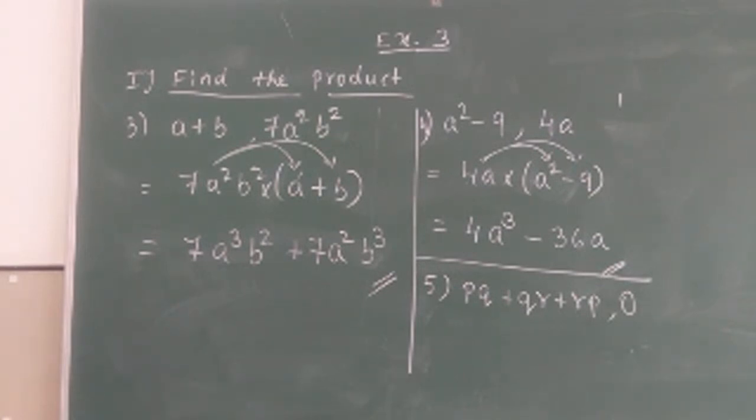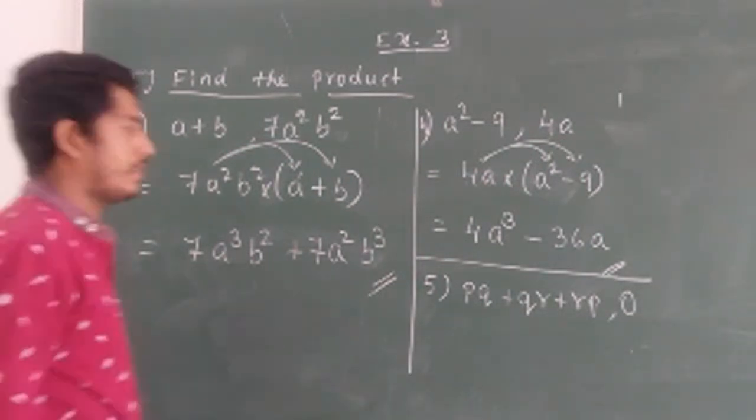Chandrakant gave the answer as 0. Any other answers? Daneshwari gave p square, q square, r square. Any other answers? Now we'll verify this answer.